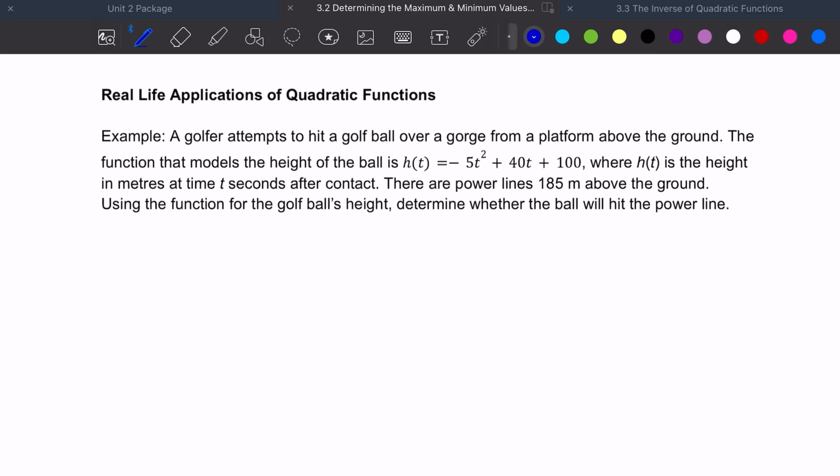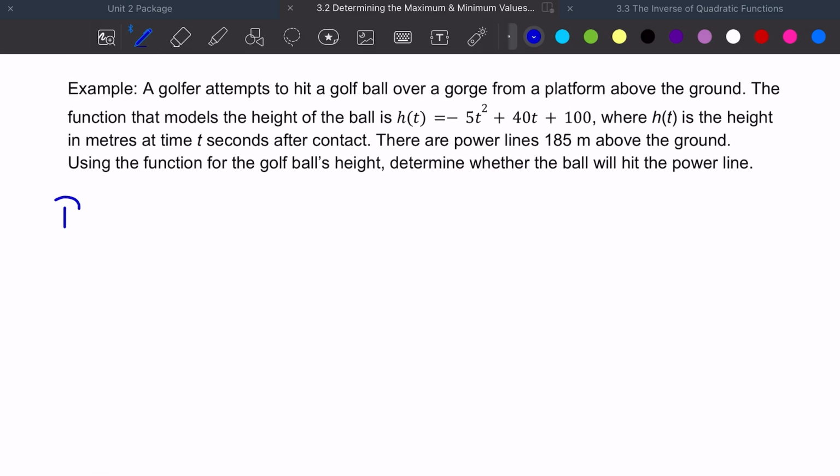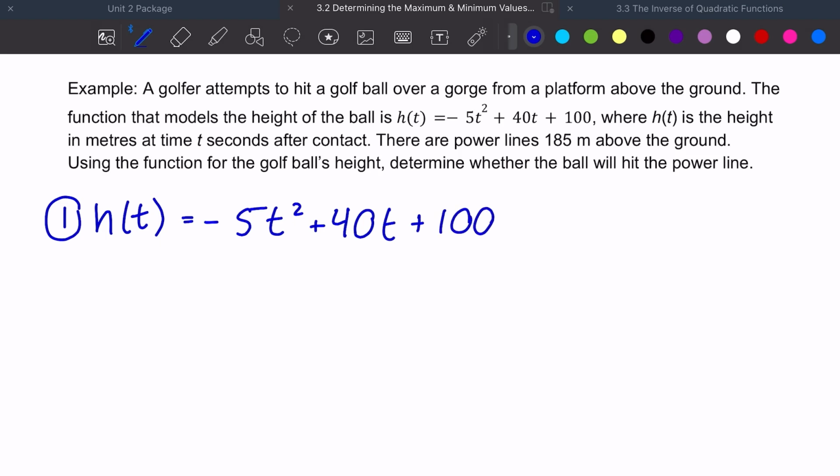So I need to figure out what is the maximum height of this ball. Is it going to be 185? Is it going to be under 185? Over 185? We need to figure that out. Okay, step 1, I need to figure out my method. What method did we like the best from yesterday? Because you could use all 3. Esther's saying the first one. Let's use the first one. So we're going to say x is equal to negative b over 2a. What's my b value? So negative 40 all over 2 times my a value.